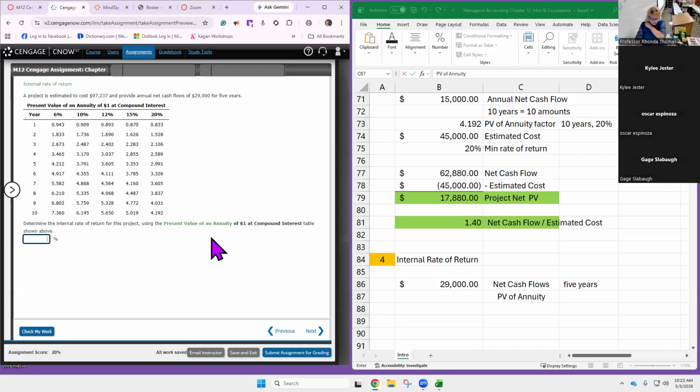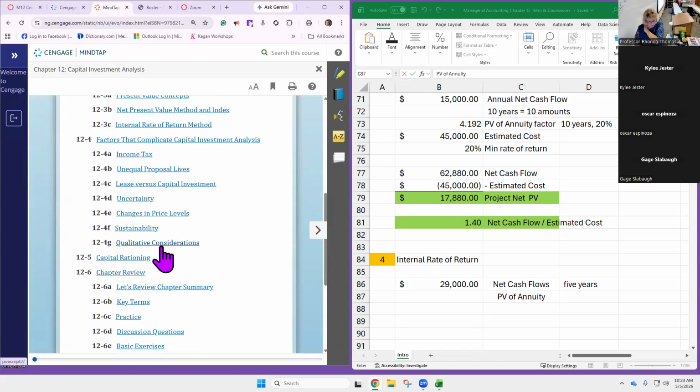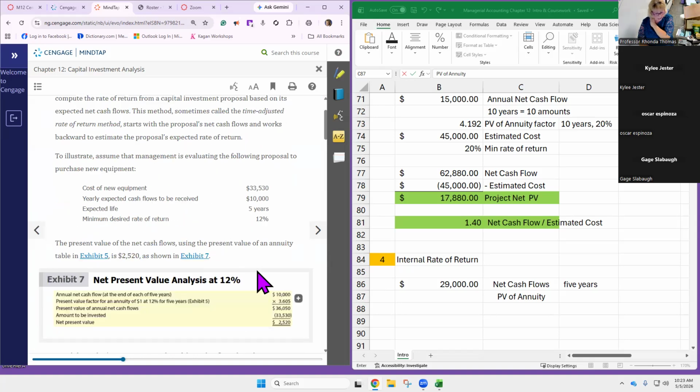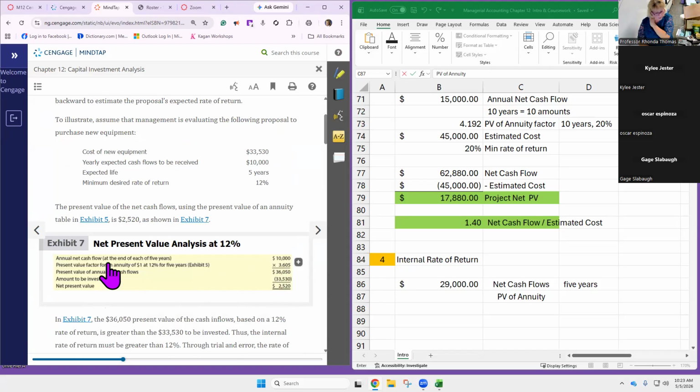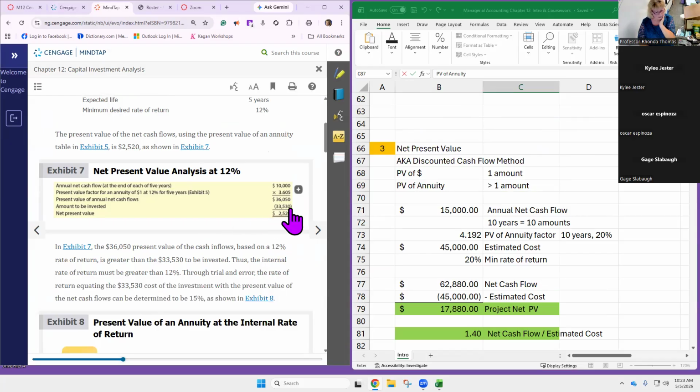So we need to understand. All right, so this is where we're at. Let's go back to our problem in the book, and I want to show it to you from that point of view. Okay, so internal rate of return. What we do is we take the net cash flow and we find the present value factor of an annuity based on a minimum rate of return for 5 years. So just like we did this one, and then we subtract.